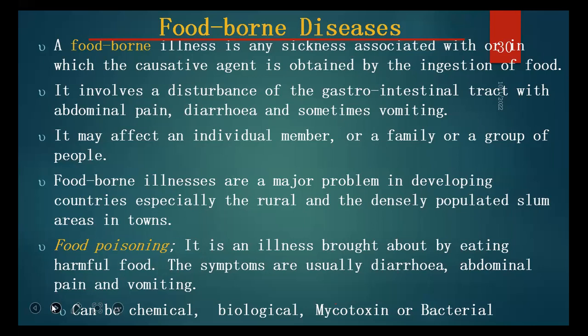So food poisoning happens when there is an illness brought about by eating harmful foods, and this can either be chemical, can be biological, and can be by toxins. A common example is the aflatoxin.